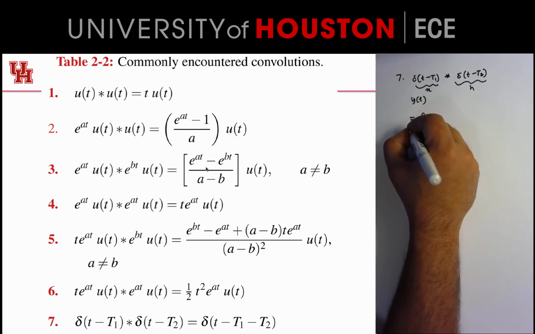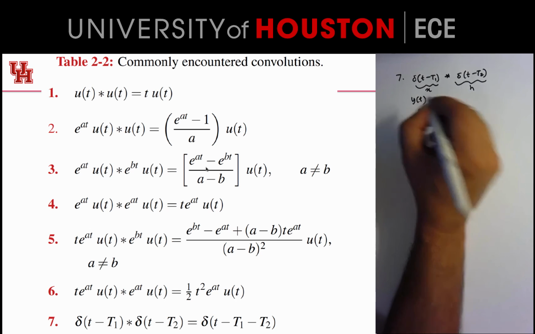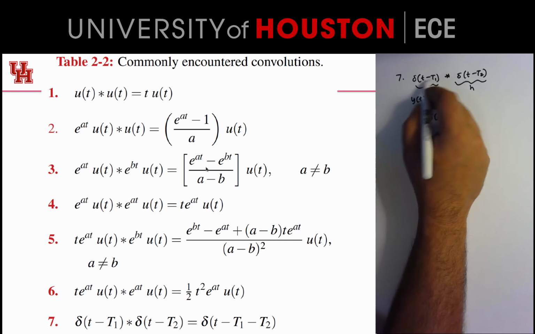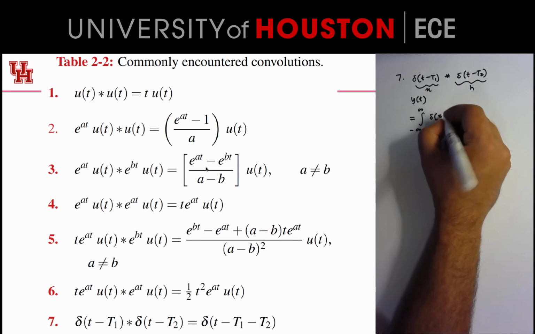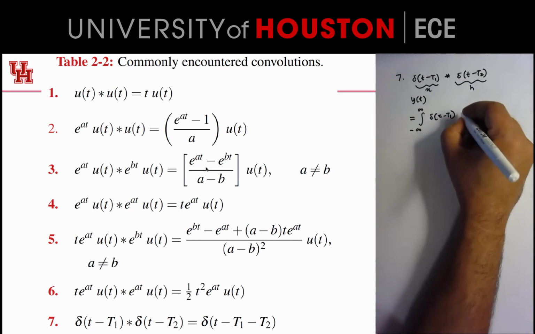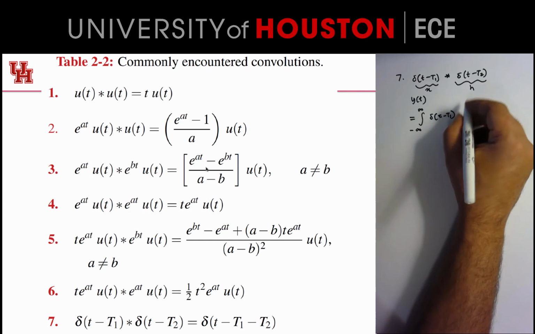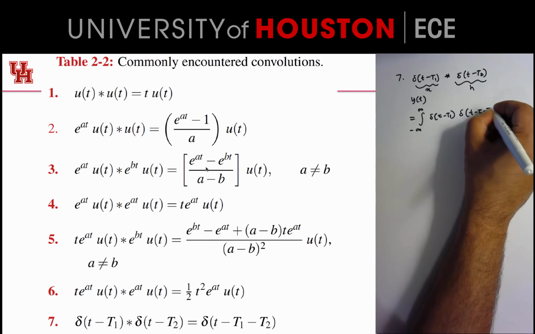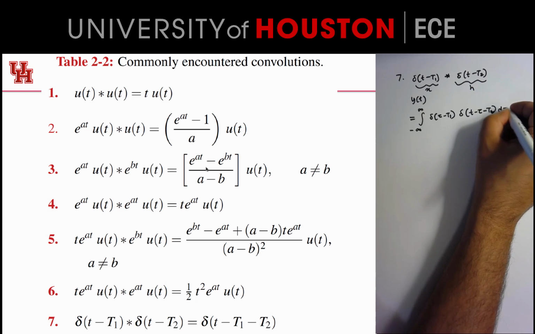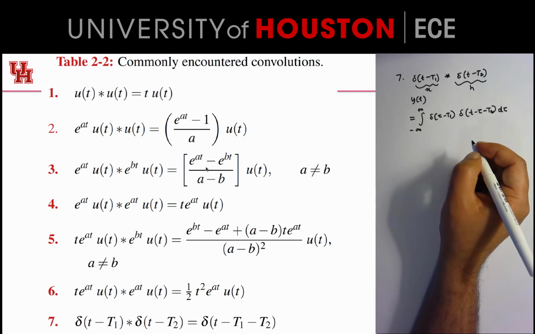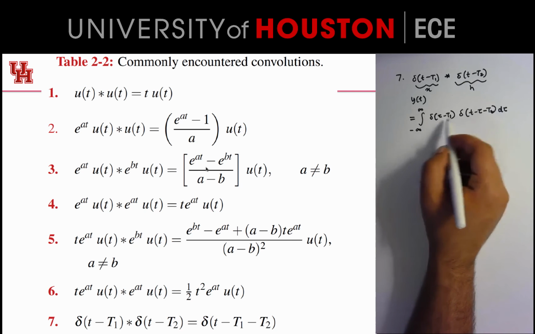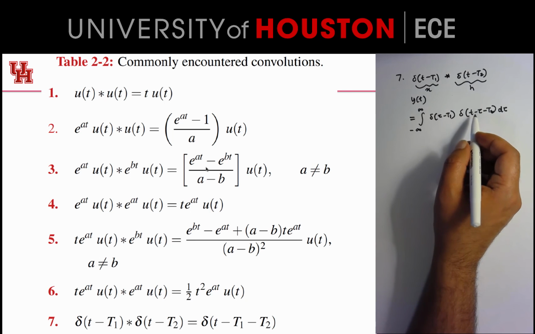which is the integral from minus infinity to infinity of delta of, x of tau, so it's tau minus t1, times h of t minus tau, so delta of t minus tau minus t2, d tau. Now, let's think about what happens here when I'm convolving two delta functions.